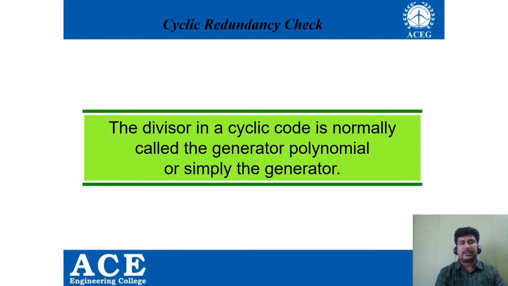The divisor in a cyclic code is normally called the generator polynomial or simply the generator. So we had used three variables there: divisor, dividend and quotient. The divisor which is used in the cyclic redundancy check will be referred to as a generator polynomial or simply a generator.